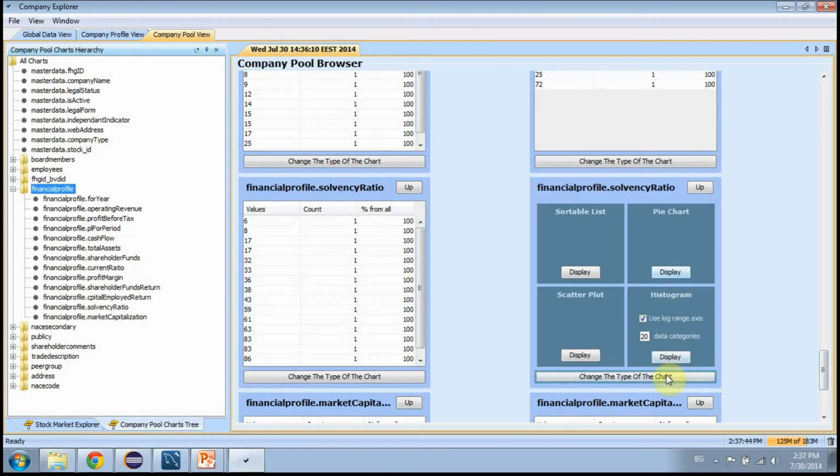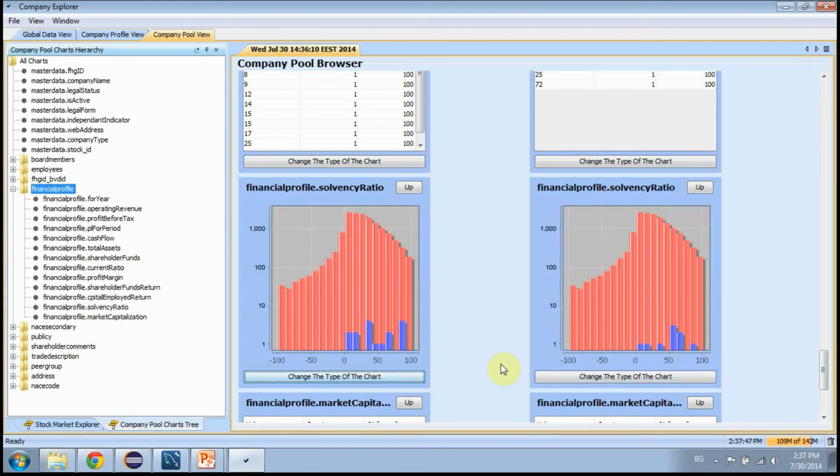Let's open this solvency ratio. Now the red bars in the background indicate the global data, which is for all the companies, and the blue bars indicate the values for the companies which I have filtered. This will be only the companies with the falling trend, and here the blue ones will be only the companies with the growing trend. And I can see a pattern here because they're all positive. They all have solvency ratio greater than 0.